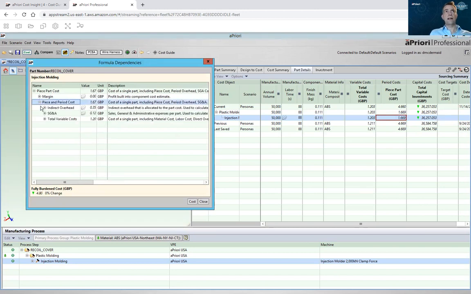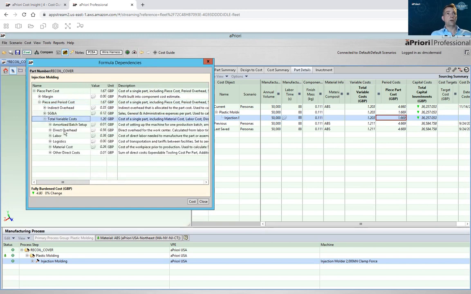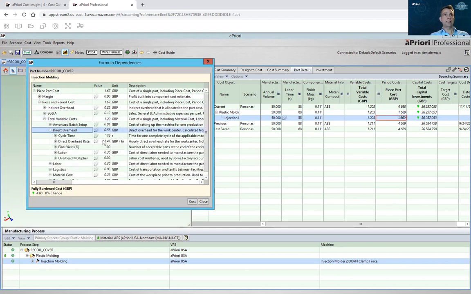Here, if my supplier and I are not aligned on the overhead cost, then I could see how aPriori came about calculating that at 56 pence here. I could see the overhead rate that was calculated at 11.41 per hour. I can see the assumed yield and so on. And when my supplier tells me the overhead rate is much larger, well, I can just rerun the simulation with a bigger number and see what the outcome of that would be.